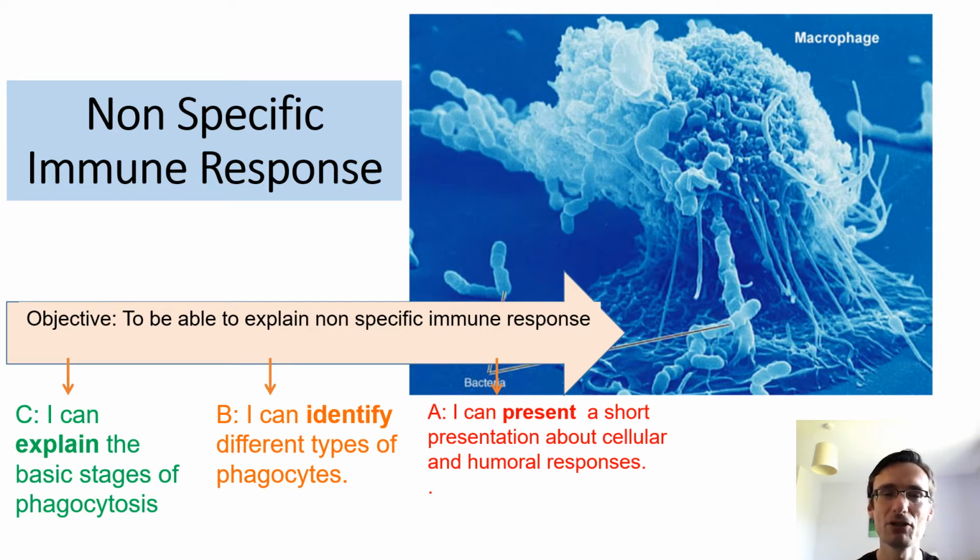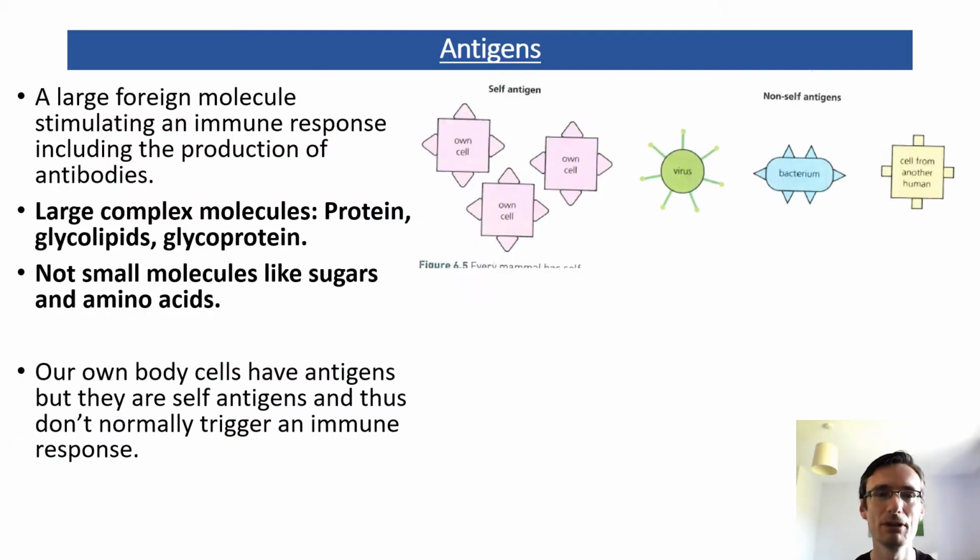So we start off with a picture on the page. Let's have a look at what we're going to be talking about. Basically, first of all, you need to know what an antigen is. Hopefully by now you already know that an antigen is a large foreign molecule stimulating an immune response, including the production of antibodies. The key thing in there is it's a molecule that stimulates the immune response.